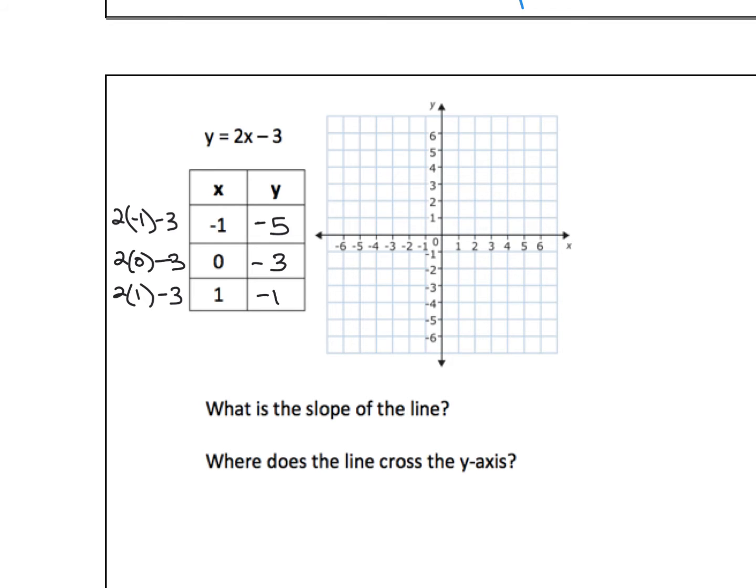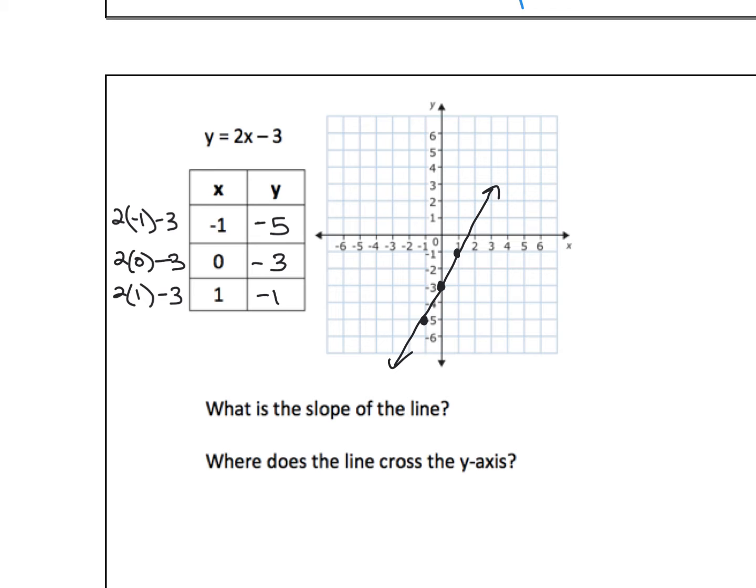All right, so let's graph those points. -1, -5, 0, -3, and 1, -1. Great. What is the slope of the line?